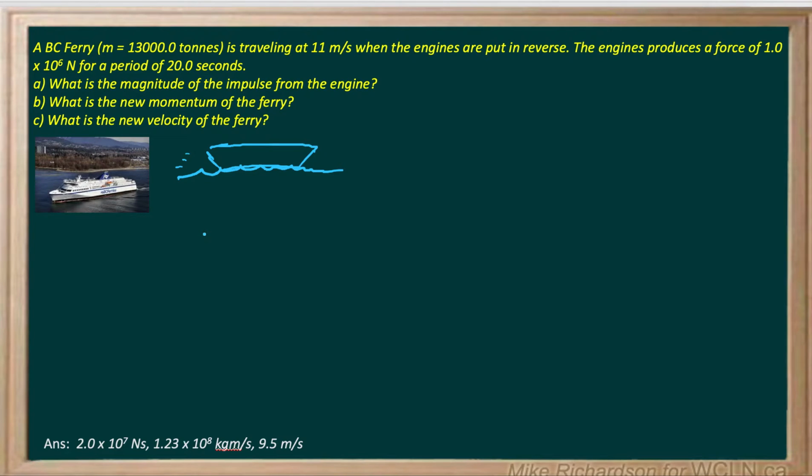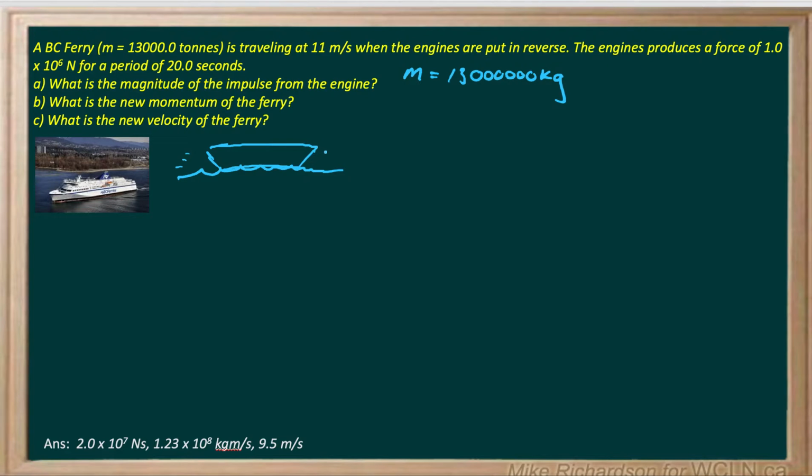Okay, here we've got a BC ferry, 13,000 metric tons. To convert metric tons to the mass of the ferry, we just multiply by 1,000. So it's actually 13 million kilograms. There's your mass of the ferry. Now it's originally traveling at 11 meters per second.